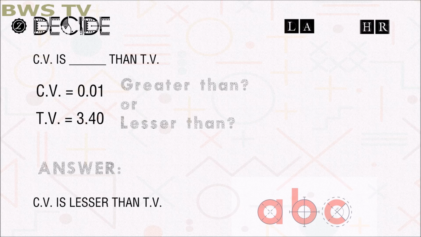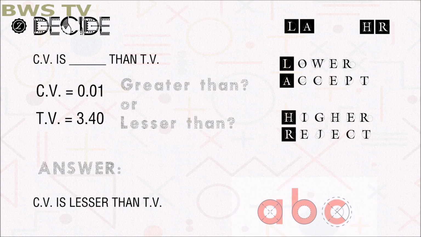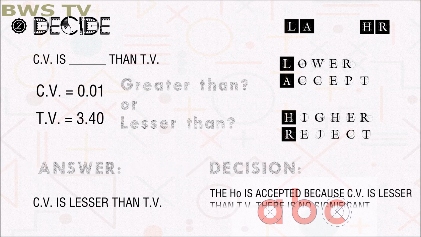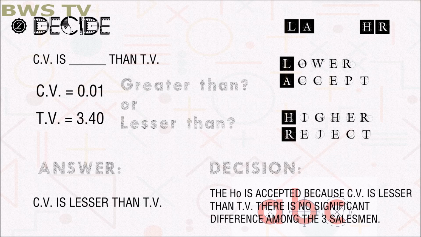And remember the acronyms LA and HR. If you use the statement lesser than, where CV is lower than TV, then accept the null hypothesis. And if you use the statement greater than, where CV is higher than TV, then reject the null hypothesis. So we have lower accept, higher reject. And your decision will be the HO is accepted because CV is lesser than TV. There is no significant difference among the three salesmen.